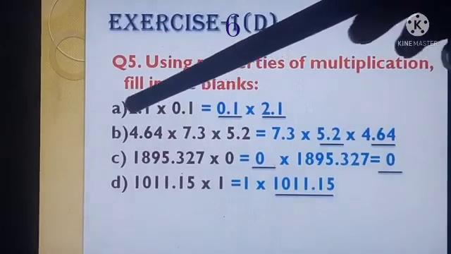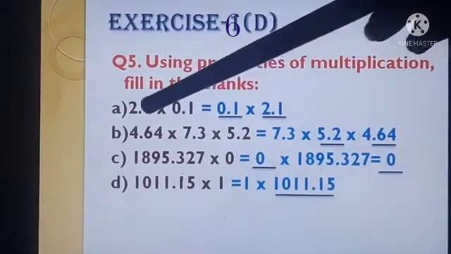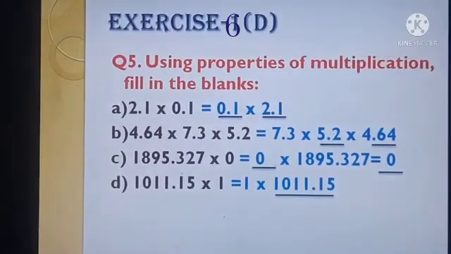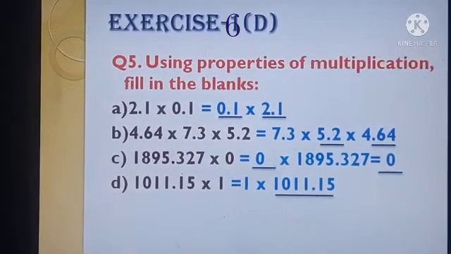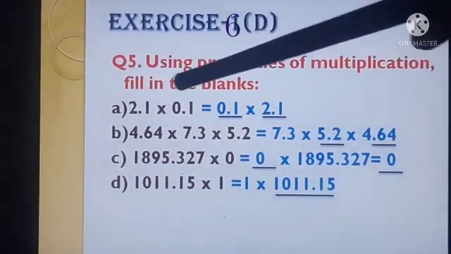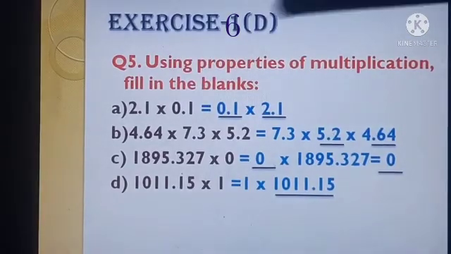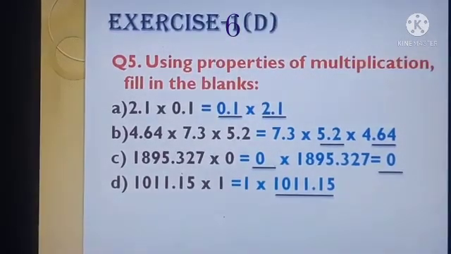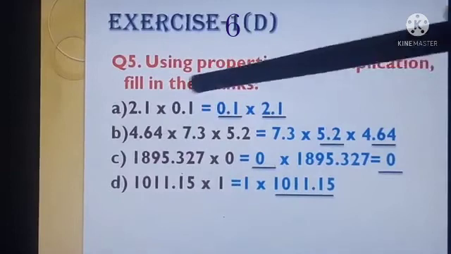So, if we write 0.1 multiply 2.1, then equal on both sides, we will get the same answer, because our property says when we interchange the places, the product will not change. So you have to interchange the places in your answer to put the number in the fill-up, right?